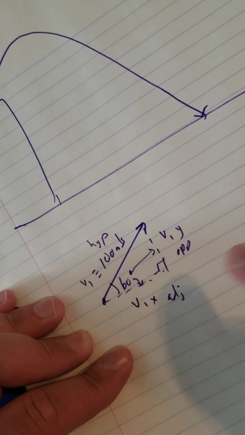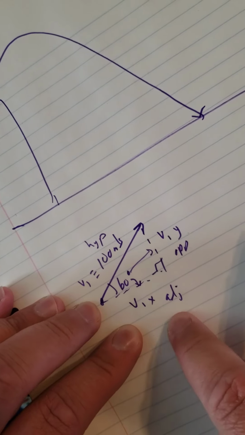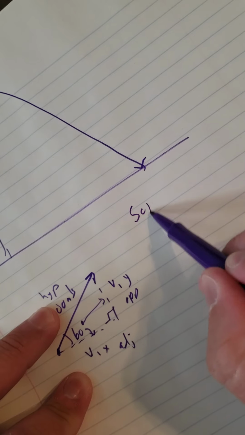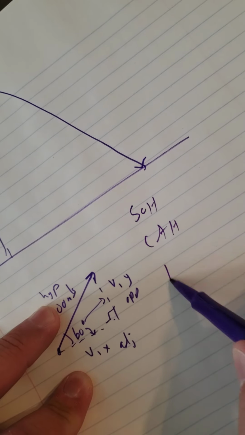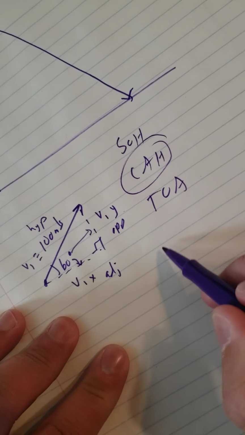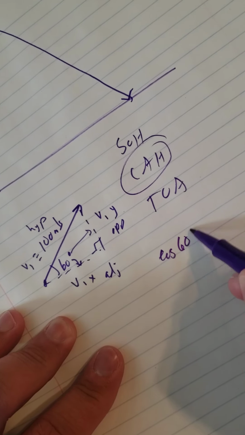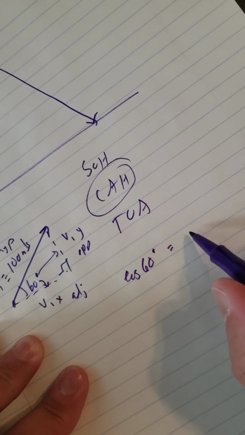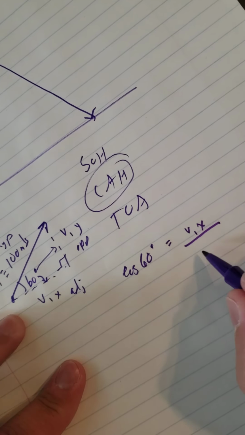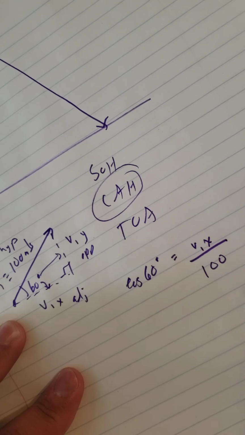So if I look at, say, V1x, well, this is adjacent and hypotenuse. Of course, if we remember our basic trigonometry, adjacent and hypotenuse would be the cosine ratio. So I know that cosine of 60 degrees is equal to adjacent, which in this case I'm going to call V1x, over my hypotenuse, which is 100 meters per second.